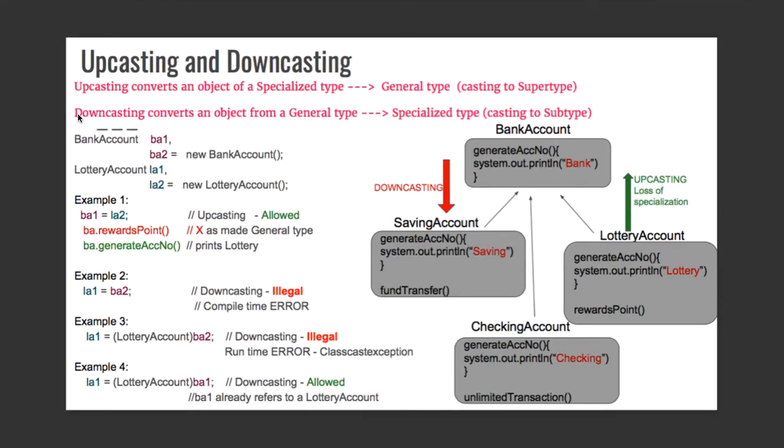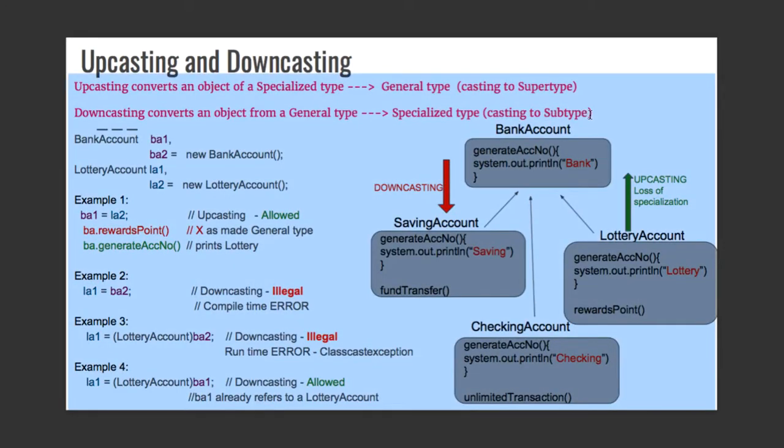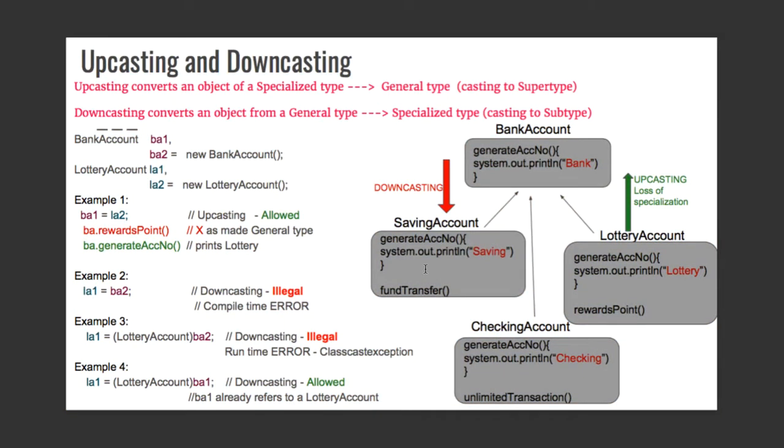Downcasting converts an object from a general type to a specialized type. The red arrow here shows downcasting and it is going downward. That is, it is going down the line of inheritance. So when you go down, you are casting to the subtype. Upcasting never fails, and that is because you're moving up in the line of inheritance. See this green arrow, it is going up because you're going from more specialized to a general type, so it never fails.